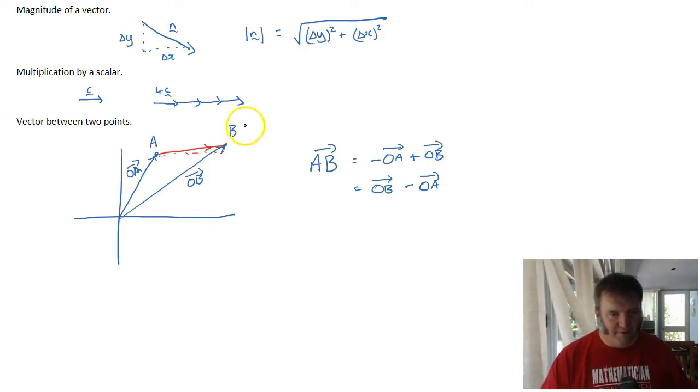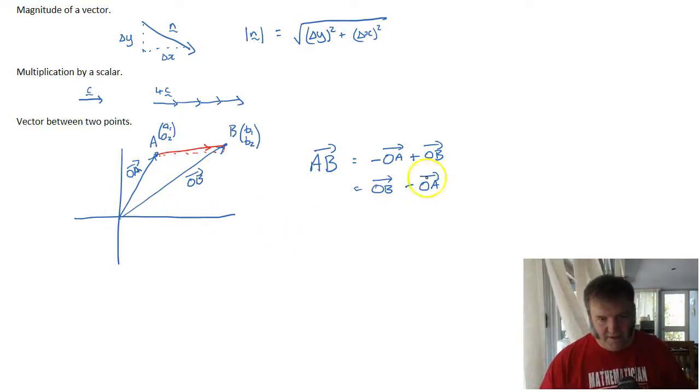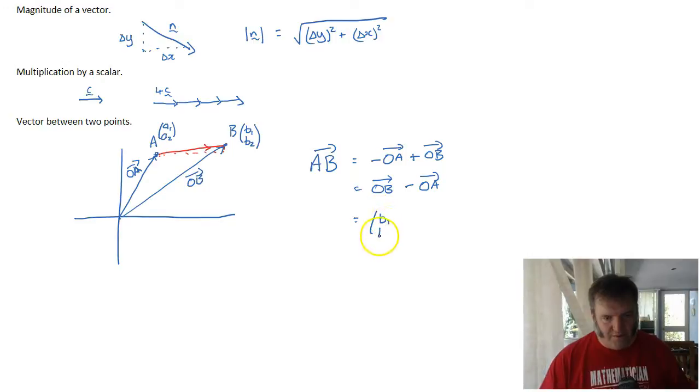Let's say this point B, I'm very creative, and I know that it's made up of the components B1 and B2. We're in a two-dimensional plane, so B1 is the horizontal change, B2 is the vertical change. This point A, it's made up of two components, A1 and A2. A1, the horizontal distance, A2, the vertical distance. I can rewrite these in terms of those component vectors, can't I? Those column vectors. This is B1 and B2. OA is A1 and A2.